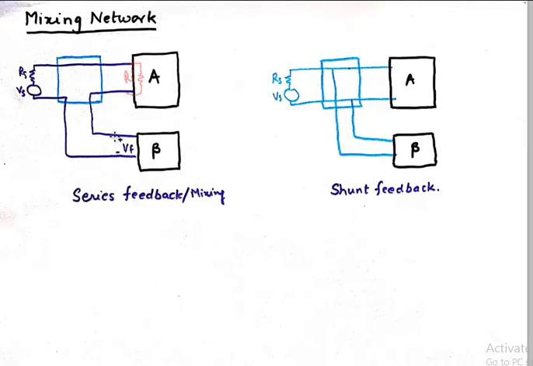But if you look closely, when you feed the output from the feedback network in a series fashion, what you feed here is actually some feedback voltage in series with the entire loop. So that is why the series feedback is also known as feeding voltage back to the mixing network. So very, very important point.